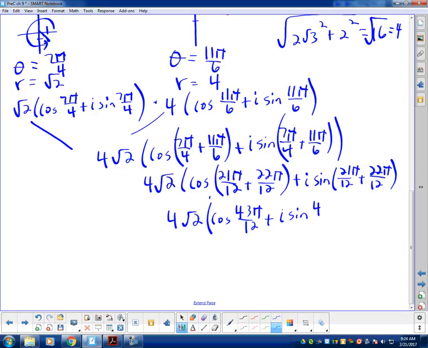Hopefully I didn't ask you to change it to rectangular form. Why am I saying that? This would be a decimal approximation. It's not something on the unit circle that we do, and I didn't ask you to for that reason. But we could if we were asked to.